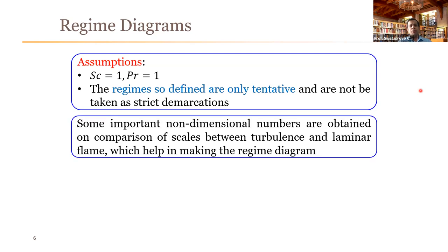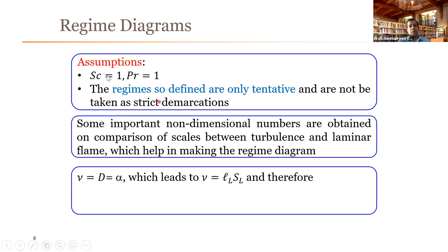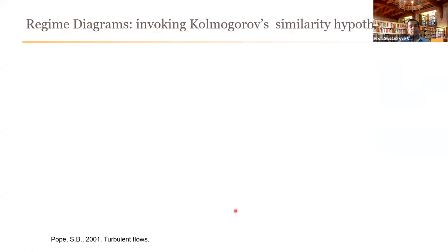So first we have to obtain some non-dimensional numbers that can be utilized for comparing the length scales and time scales of turbulence and the laminar flame. And this will help us in marking the different regimes of the regime diagram. So once again, as a consequence of the Schmidt number and Prandtl number being equal to one, we can write that the kinematic viscosity is equal to the molecular diffusivity is equal to the thermal diffusivity. And as a result, we can write alpha is equal to kinematic viscosity is equal to the flame thickness times the flame speed. Okay, and as a result, we can define the large scale Reynolds number as this u_rms velocity times the integral length scale divided by the flame thickness times the flame speed.